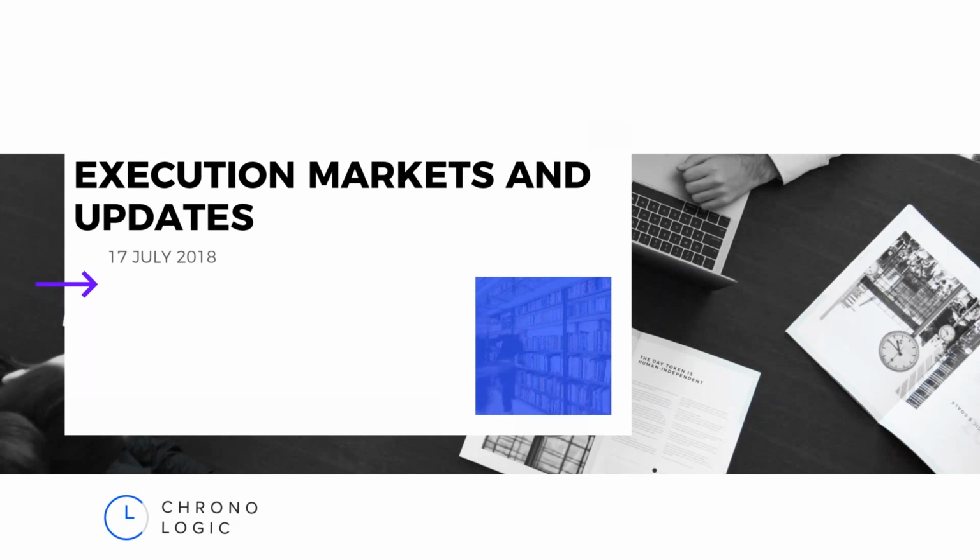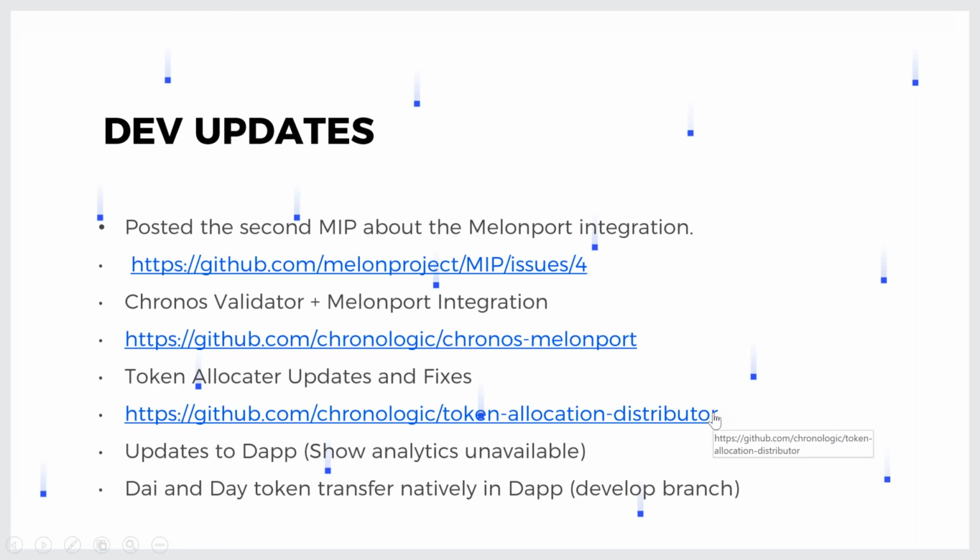And then we have updates to the DApp as well, such as the analytics. Before, if they were unavailable, you wouldn't know because it wouldn't show anything. But now if you have it turned off, we'll go ahead and display a message for you. We also have the DAI and the day token transfers integrated natively into the DApp, currently in the develop branch. So not quite released yet, but if you pull down the develop branch and run the DApp locally, you'll be able to access a drop-down menu, which will let you select both DAI and day tokens to schedule a transaction to send those.